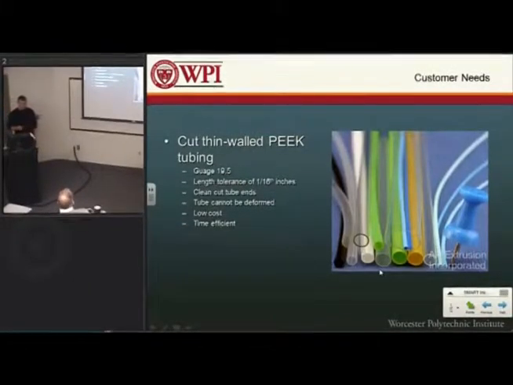For our purposes, we're going to look at a tube that's about 1 millimeter in diameter, with a wall thickness of about 6 thousandths. The length tolerance, which is somewhat standard in the catheters that we produce, is about 1/16 of an inch. The ends of the tubes need to be cleanly cut. The tube cannot be deformed. Those are the constraints, and the process needs to be low cost and time efficient.